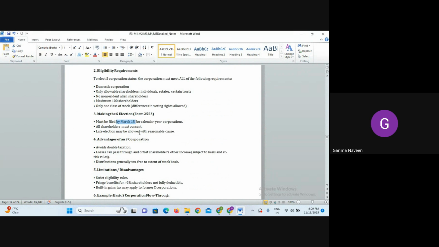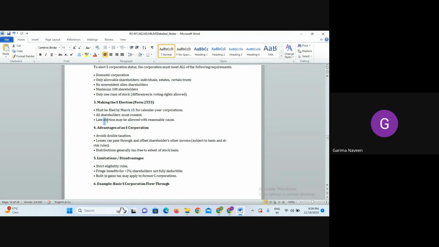If you are filing after March 15, then the S corporation status will be applicable from January 1 of next year. But if you are filing by March 15 of this year, then this year you can consider it an S corp. A late election may be allowed, but with reasonable cause. As I told you, if you are electing after March 15, then for the next year it will be considered your S corp.